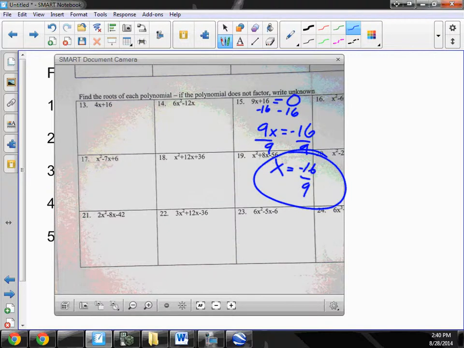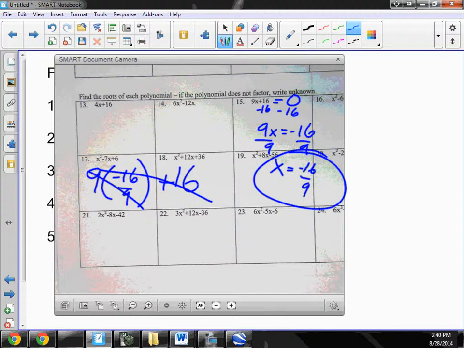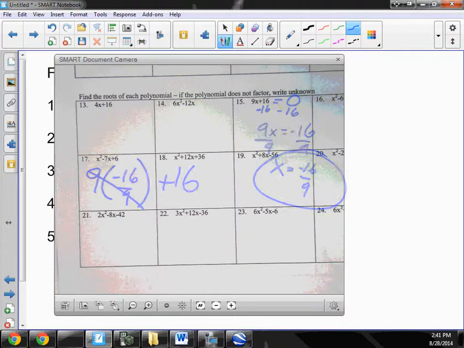Well, if I plug that back in, I should get 0. Let's try it. What is 9 times negative 16 ninths plus 16? Well, those 9 cancel. Negative 16 plus 16 cancels, and we get 0. So, yeah, that's the root. Okay.